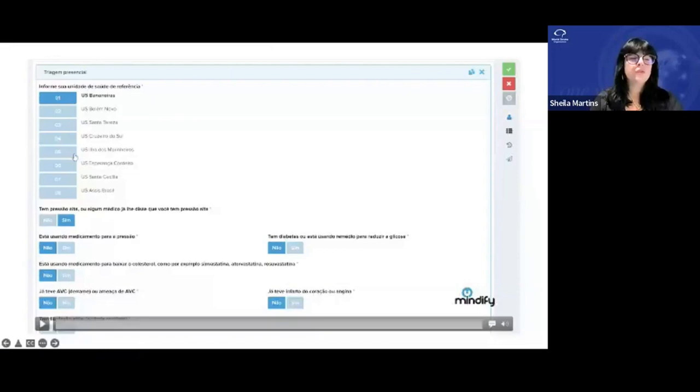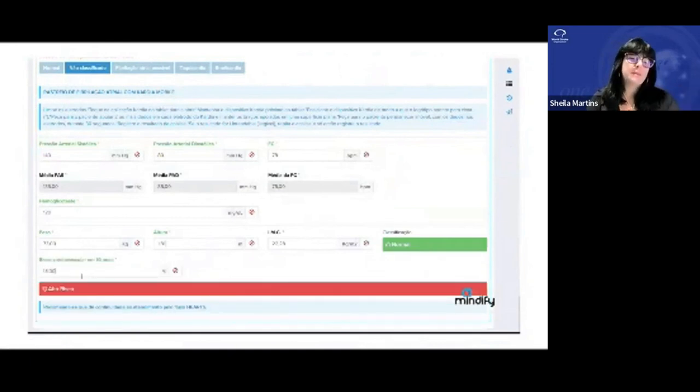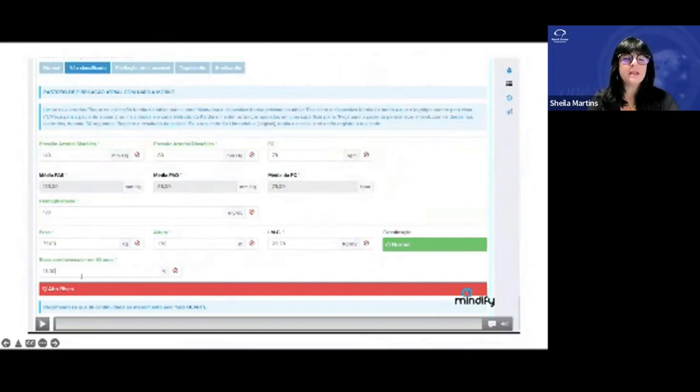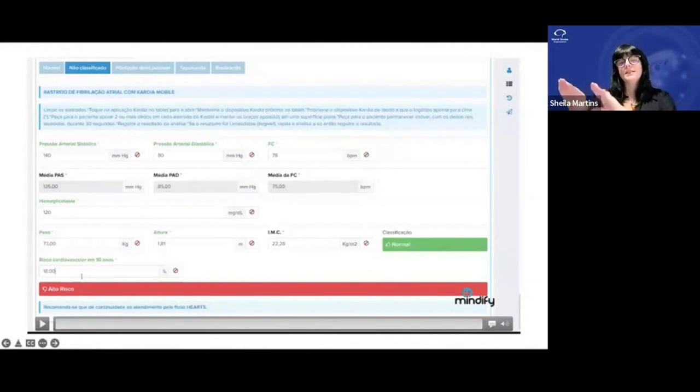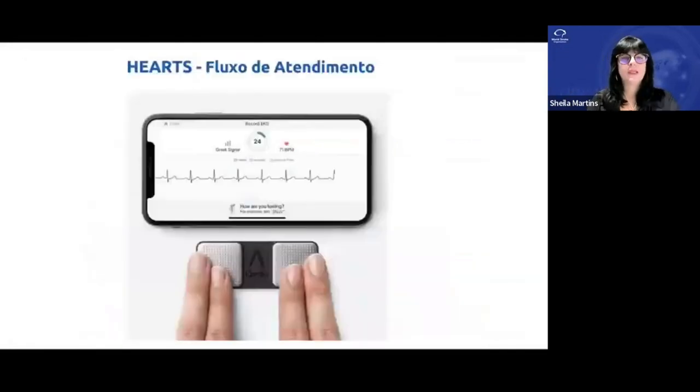Here, the software to evaluate the patient when they arrive in the primary care units with risk factors, blood pressure, and calculating the cardiovascular risk of the patient in 10 years. And when we finish this evaluation, the software tells us the patient has high risk, the patient needs to be evaluated by HEARTS program, or this is a patient for the PROMOTE study, that is the study for the Cut Stroke in Half project. Here the device to detect atrial fibrillation.